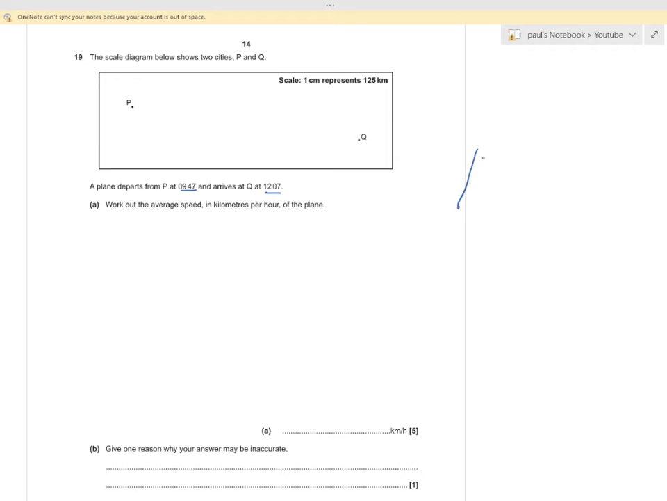So we need this little old triangle, don't we? I always do this. So to work out the speed, we need to know the distance and the time. Speed equals the distance over the time. We can work out the time from here, but don't forget this is hours. Oh, it's nasty. And the distance is going to be using this scale.